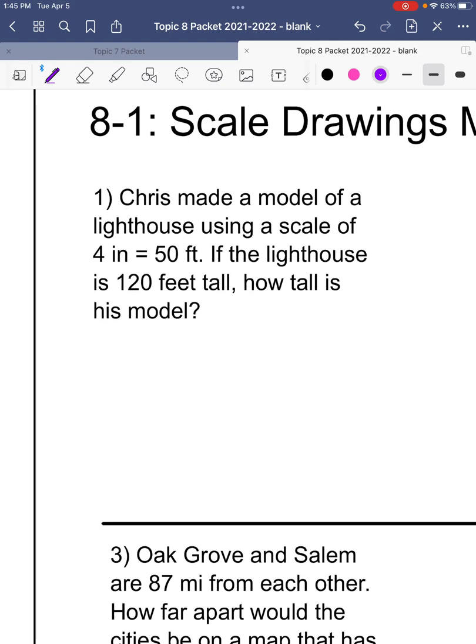So let's look at number 1 right here. It says Chris made a model of a lighthouse using a scale of 4 inches equals 50 feet. If the lighthouse is 120 feet tall, how tall is his model?